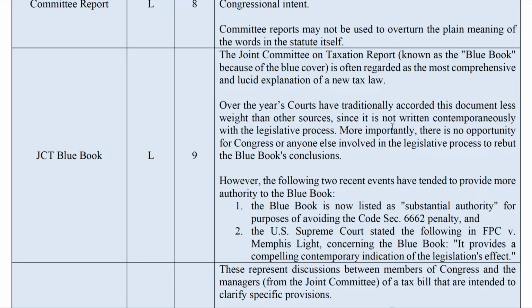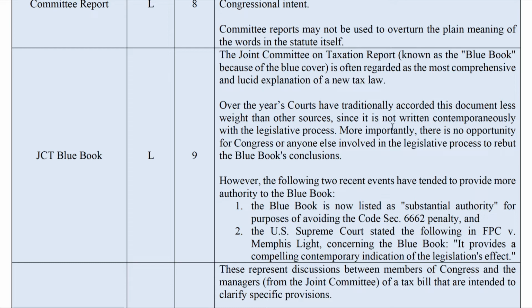But again, you're going to see it's a 9. It's not as high as the committee report. And you notice that it's not binding. It's not a 1 through 5. So over the years, the courts have traditionally given this less, and the reason why is because it's not contemporaneous like the committee report where it's written as the law is going on. This is actually written usually sometimes multiple years after the actual act is passed by the drafters to give some oversight or some intention.